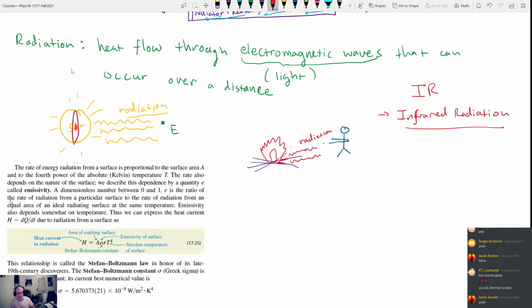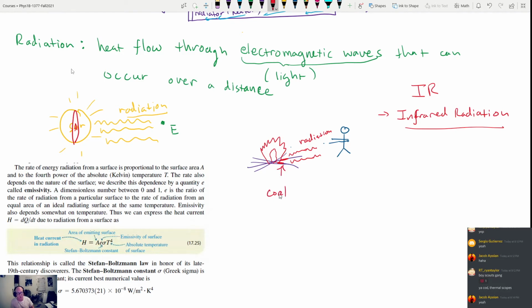E is a ratio of the rate of radiation from a particular surface to the rate of radiation from an equal area of an ideal radiating surface at the same temperature. That's a lot to take in. But all you need to know is this number between 0 and 1, and in any given problem, they're going to tell you what it is. An ideal radiating surface, you're going to learn in physics. I'll tell you what an ideal radiating surface is.